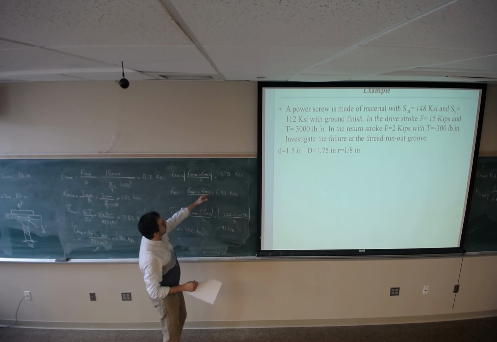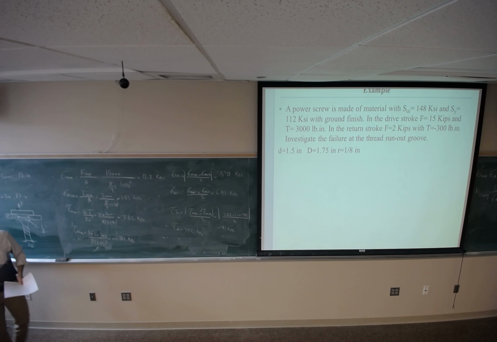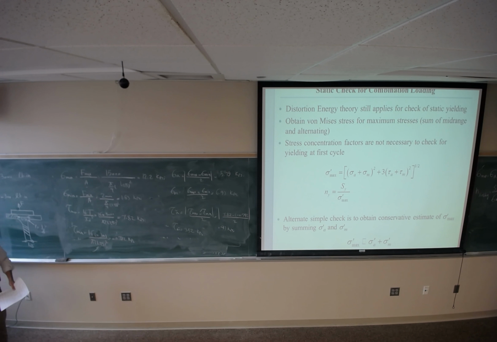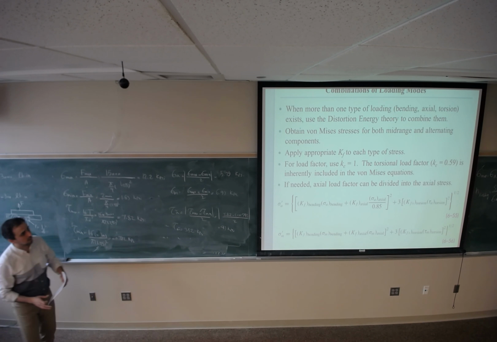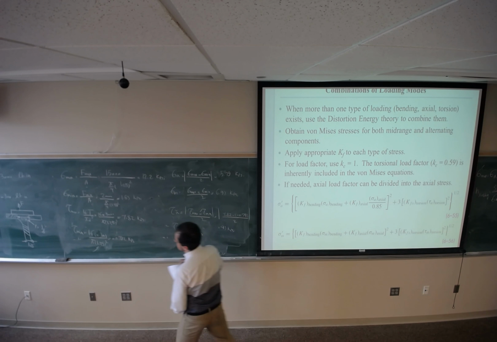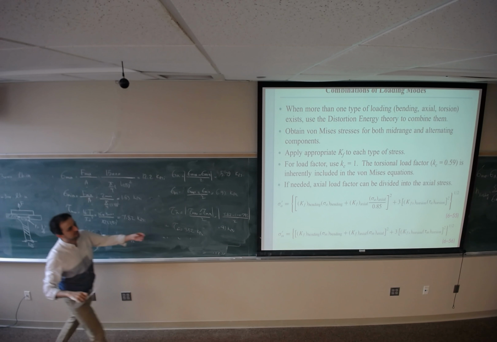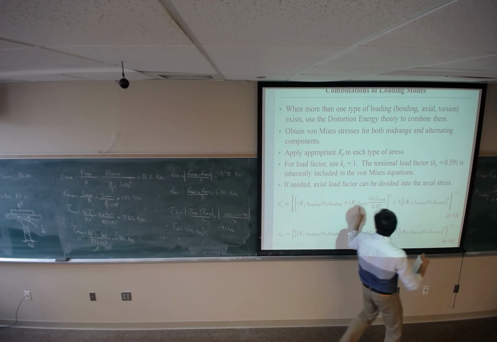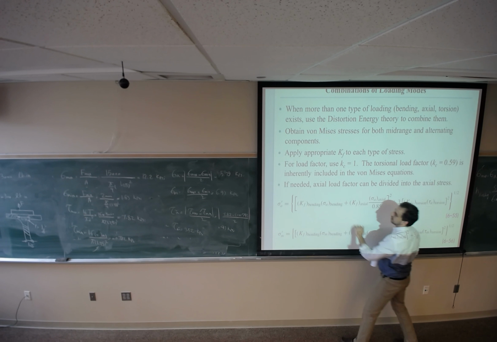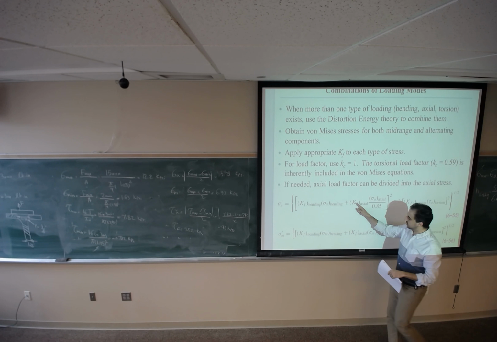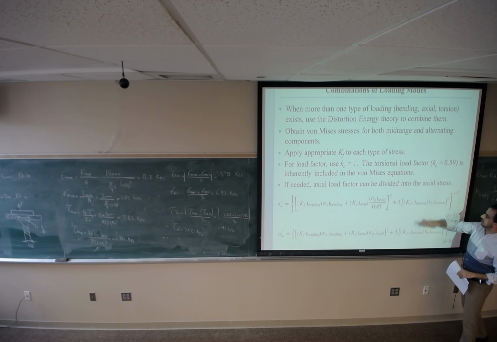So since I have a combination of the loads, I should use this equation that I showed here. These two. But since we have a discontinuity right here, I need to find Kf for the axial. This term is gone because we don't have any bending. Kf for the axial and Kfs for the torsion. And it's going to be applied here, right there, and in these two parts.